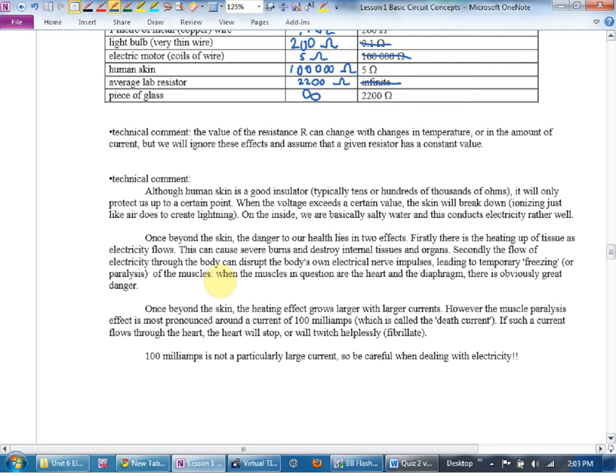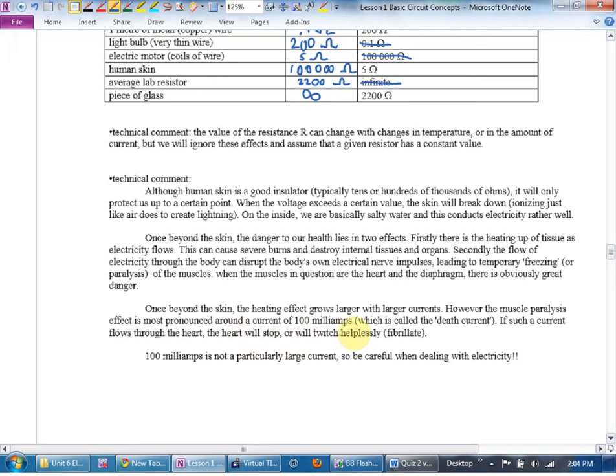And the current for that is very small. As a matter of fact, the current required is only about 100 milliamps. Not big. You can get it from a car battery quite easily. It's called the death current. If you have such a current flowing through the heart, it will stop or twitch helplessly. Now, if you're working on a car and you shock one of your hands accidentally, you're hoping it arcs across your hands. You probably get a burn and a sting, but hopefully the electrons wouldn't go through your heart. Or if your feet got shocked, hopefully you'd be okay.